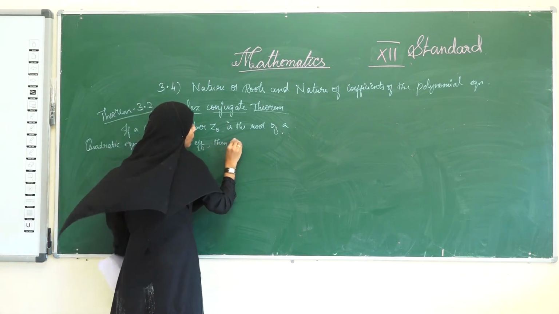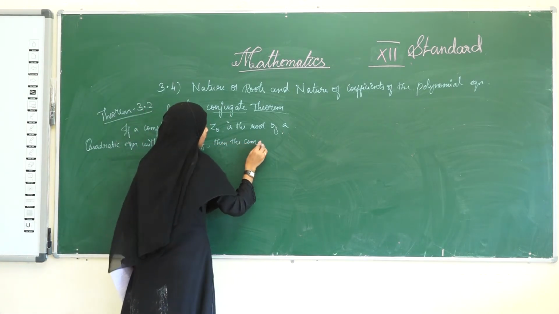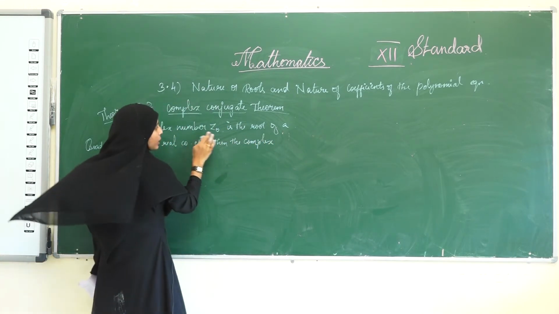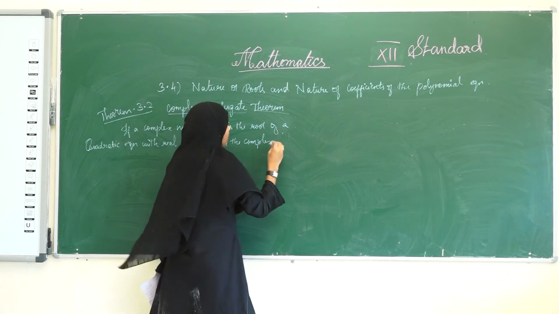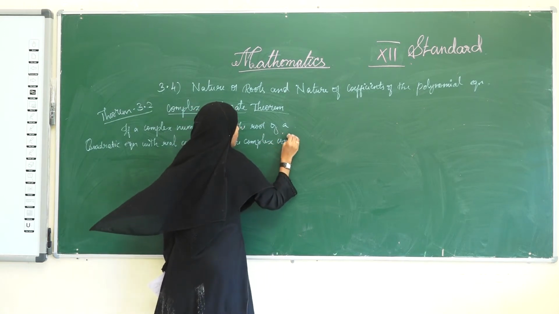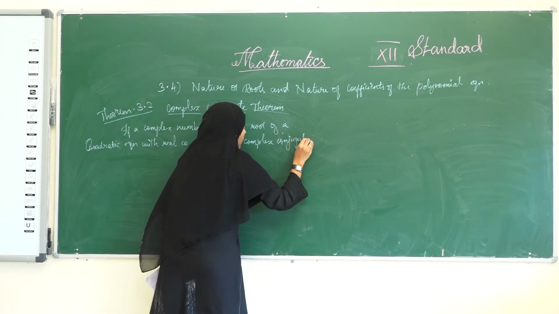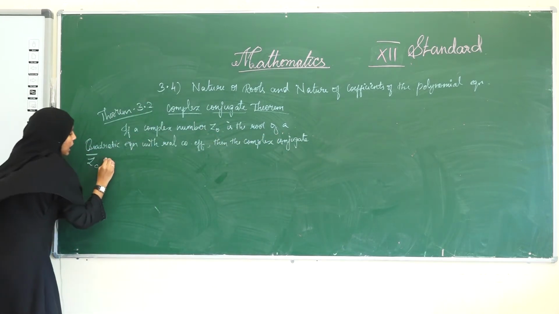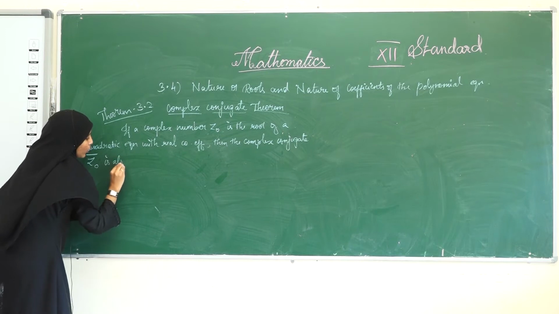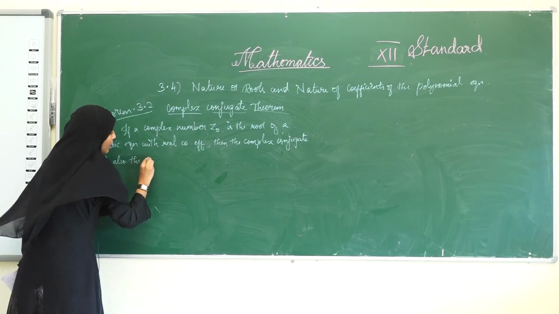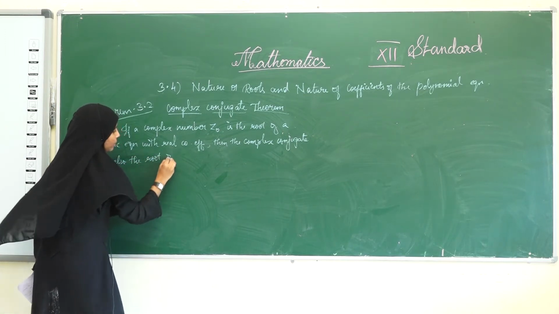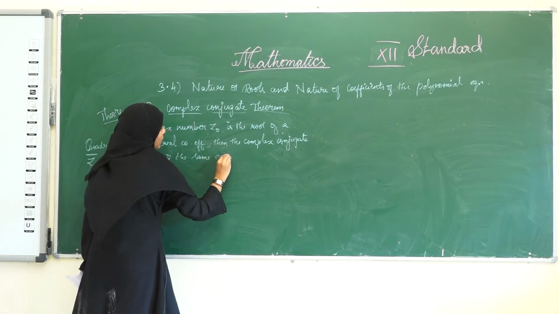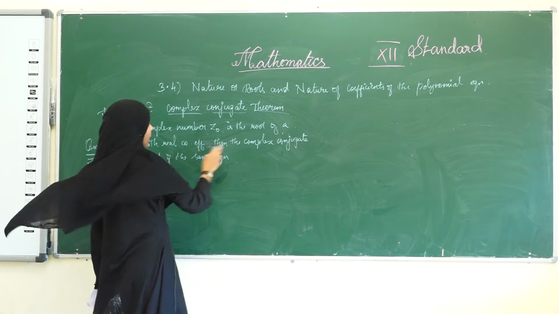Then the complex conjugate. What is the complex conjugate of this number? Is it not complex? We have assumed this number to be a complex number, right? The complex conjugate of z0 can be written as z0 bar, and it is also the root of the same equation, that is, this quadratic equation.